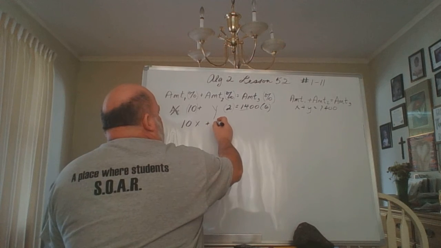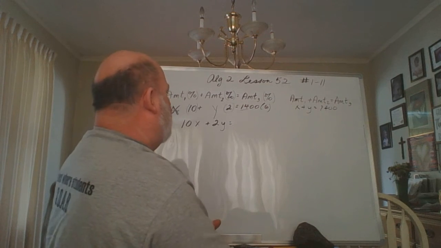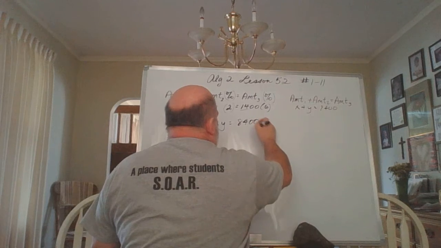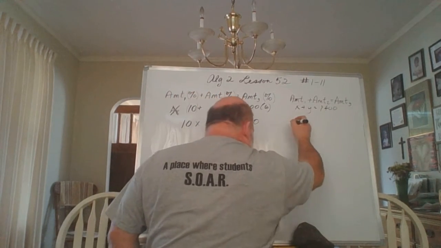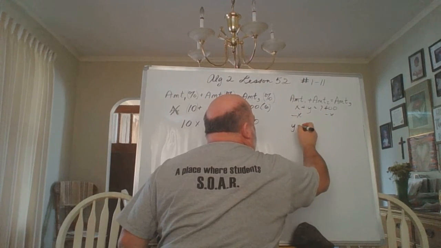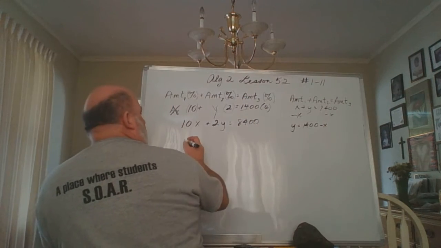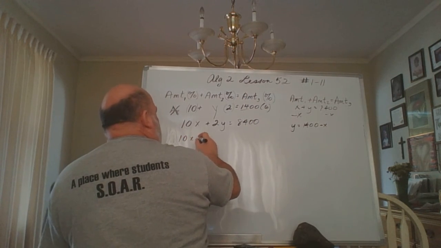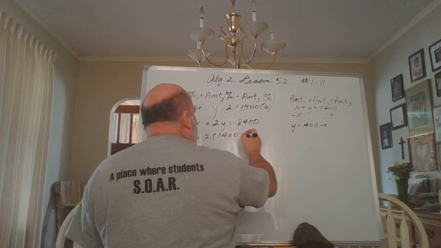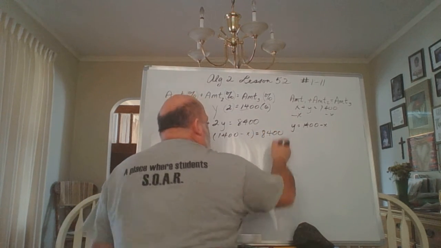So I have 10x plus 2y equals 1,400 times 6. That's 8,400. And over here, I'm going to solve for y. Minus x, y equals 1,400 minus x. I'm going to come over here. 10x plus 2, and instead of the letter y, I'm going to write 1,400 minus x equals 8,400.